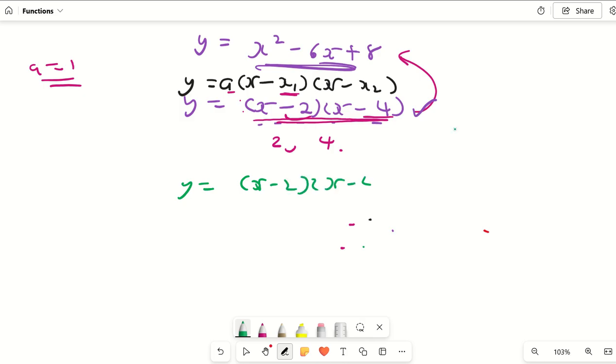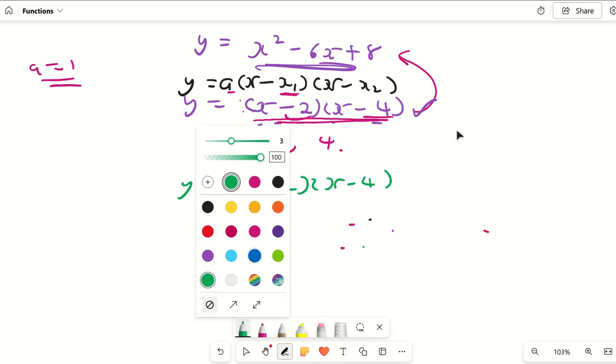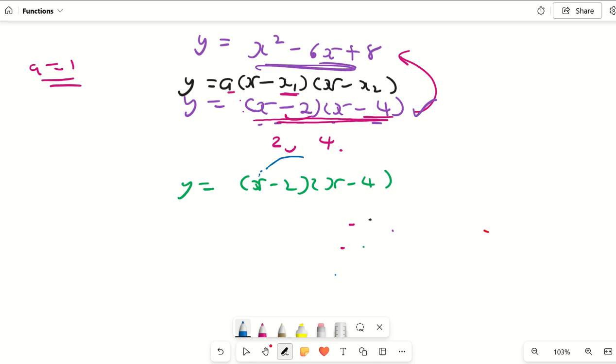How do you expand it? You're foiling. You just go x times x gives us how much? X squared. X times minus 4 gives us minus 4x. Minus 2 times x gives us minus 2x. Minus 2 times minus 4 gives us positive 8. x squared minus 6x plus 8.